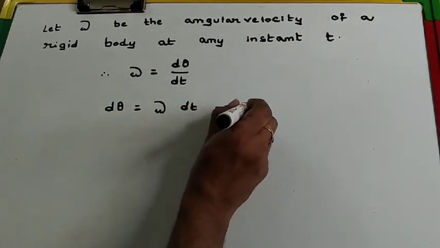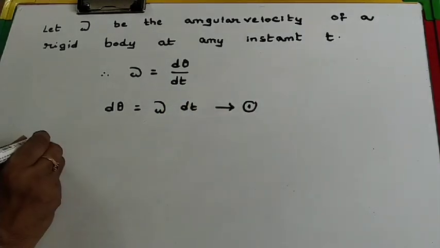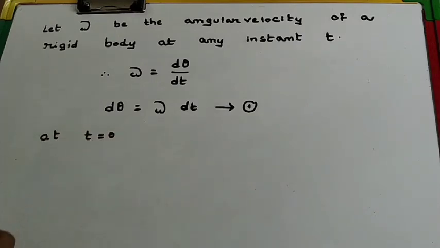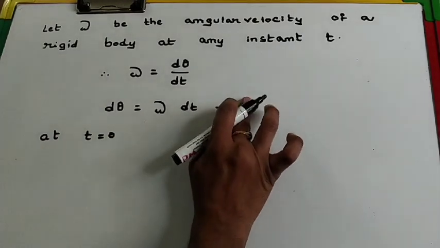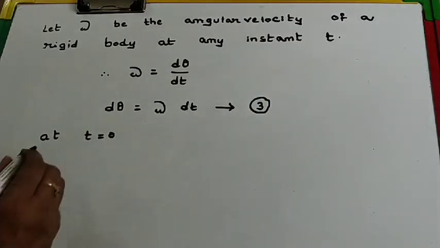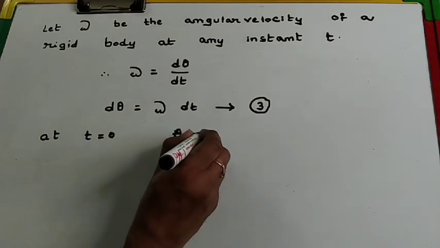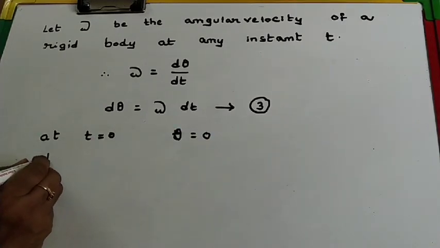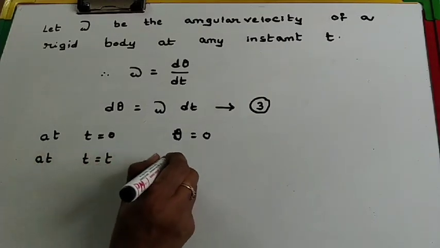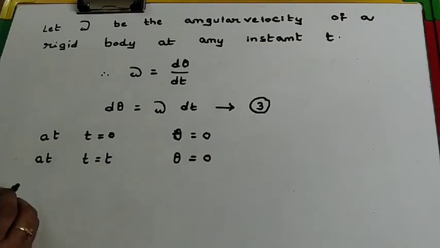Consider equation number 3, because 2 equations are already completed. At t is equal to 0, theta is equal to 0. At t is equal to t, theta is equal to theta. Integrating on both sides.